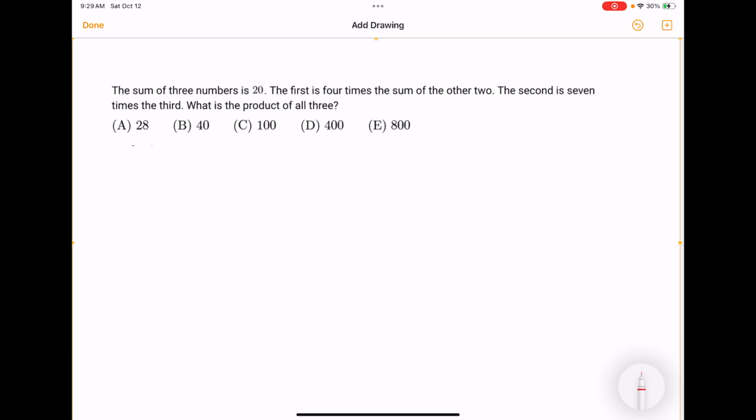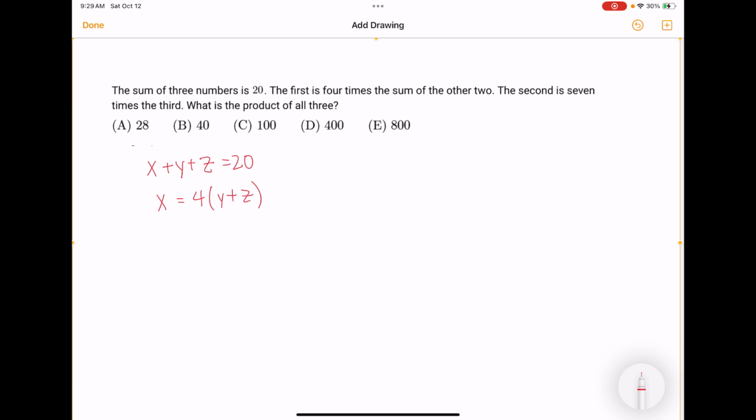So we can set them to be variables. So we have three numbers, x, y, and z. And it tells us that the sum of these three numbers is 20. So they add up to be 20. And then the first is 4 times the sum of the other two. So the first, we'll just say that it's x. It doesn't matter what variable you use, but we know that x is 4 times the sum of the other two, which is y plus z.